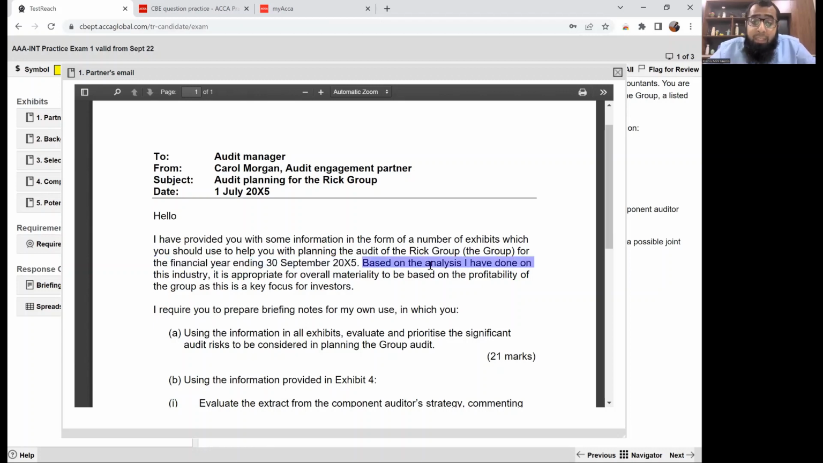Based on the analysis I have done on the industry, it is appropriate for overall materiality to be based on profitability of the group, as this is the focus for the investors. Now, as you know, materiality based on profits is 5% of PBT. So he has made it clear that the materiality level will be based on profits.